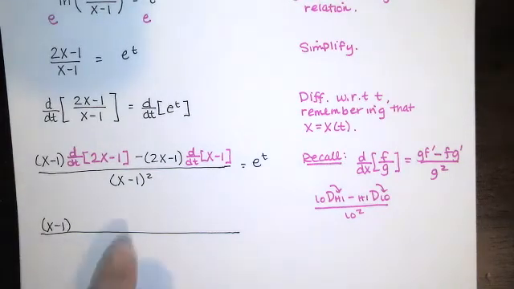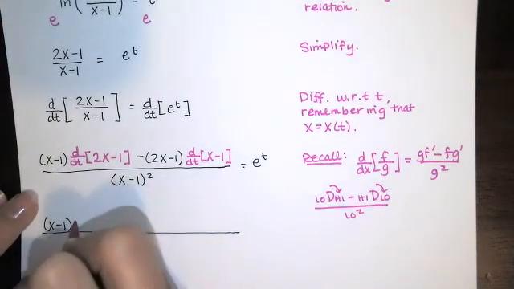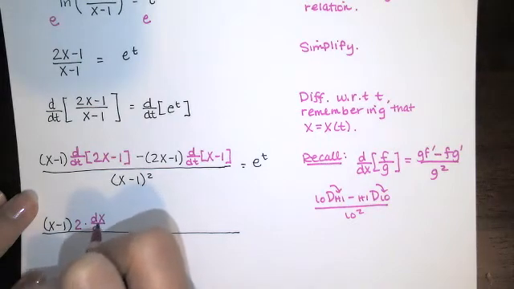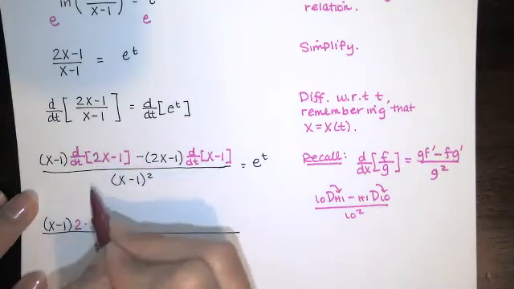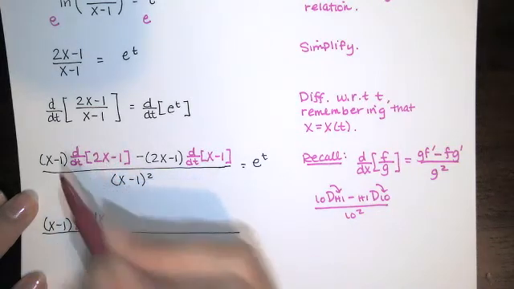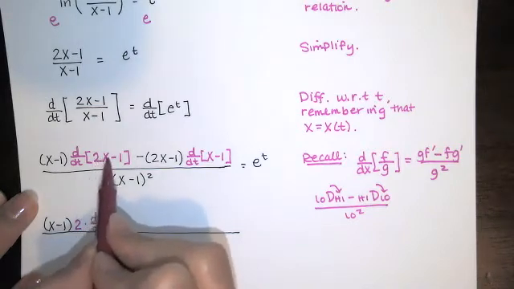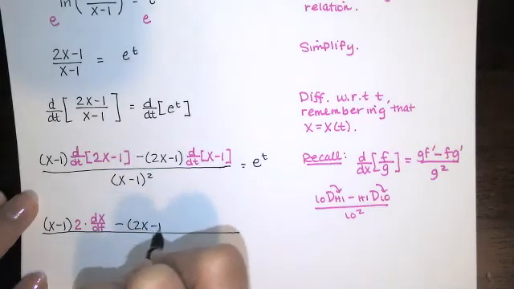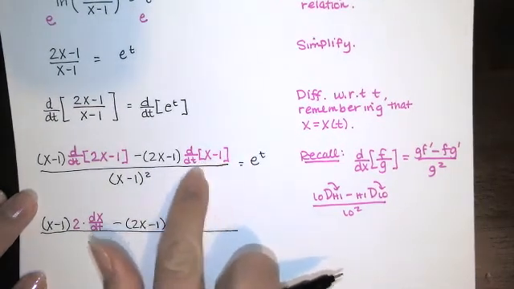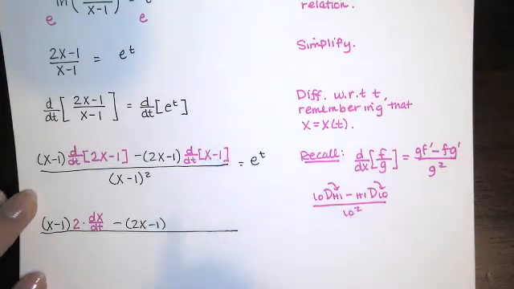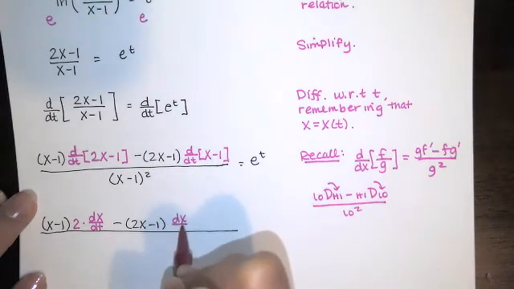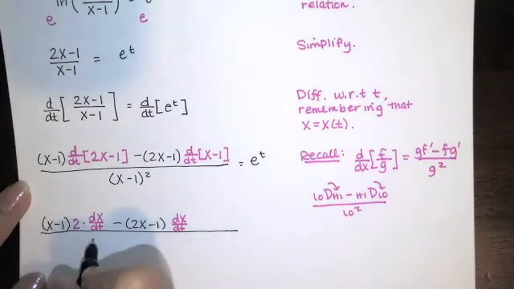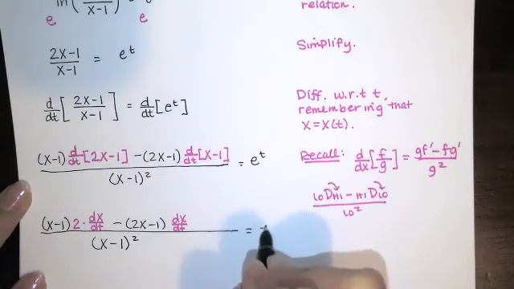The derivative of 2x minus 1 with respect to t is 2 times the derivative of x with respect to t. So we take the derivative with respect to x first, we get the 2. Then we multiply by the derivative of x with respect to t. Or alternatively, you can think of this as x of t. What's the derivative of 2 times x of t? It's 2 times x prime, or 2 times dx dt, which is the same thing. And of course, the derivative of -1 is 0. So we lose that guy, bring that guy down, and the derivative of x minus 1 with respect to t is the derivative of x minus 1 with respect to x, which is just 1, times dx dt, all divided by x minus 1 squared, and that equals e to the t.